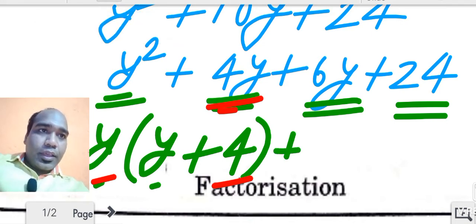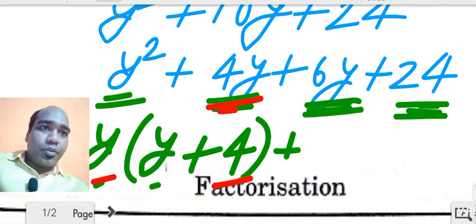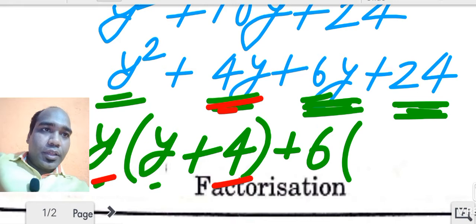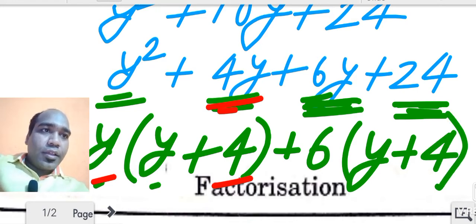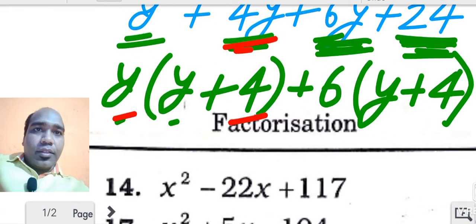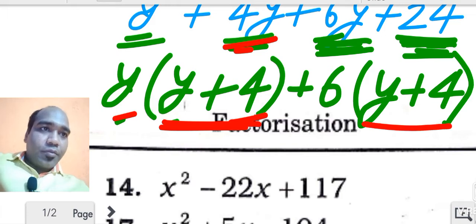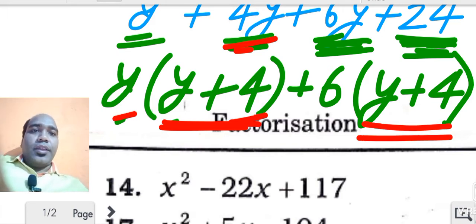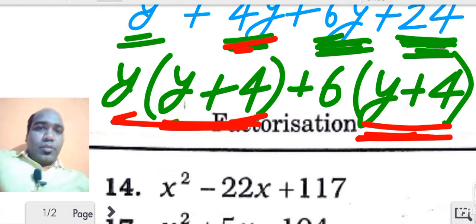Now plus, here what can we take? 6y and 24. Here we'll take 6 common, because 6 is a factor of both 6 and 24. So 6 we have taken common. Inside, we'll take y: 6 into y is 6y, plus 6 into 4 gives 24. Now you see, this y plus 4 and this y plus 4, we are getting in both the terms.